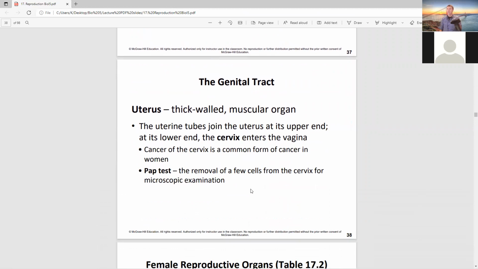So the uterus is a thick-walled muscular organ. The uterine tubes join the uterus at its upper end. At its lower end, the cervix enters the vagina. Cancer of the cervix is a common form of cancer in women. A Pap test is the removal of a few cells from the cervix for microscopic examination.